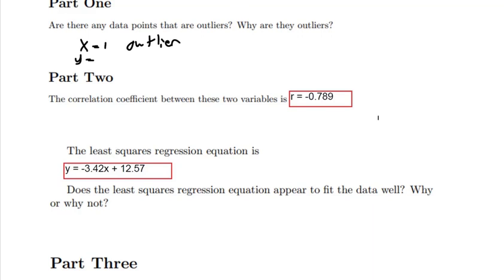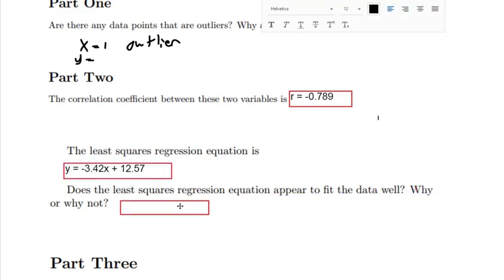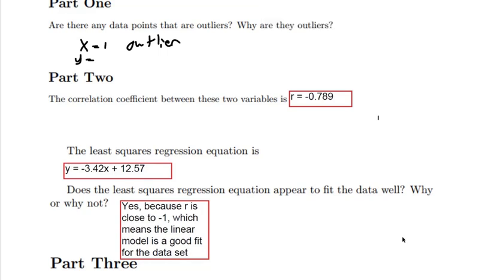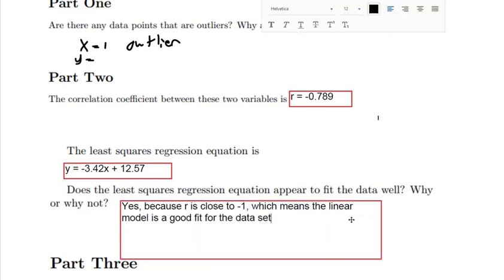Okay, so for my question, I would say yes, because r is close to -1, which means the simple linear model is a good fit for the data set. Yeah, it's a close fit because r is close to -1. And if r is close to +1, then it's a good fit.